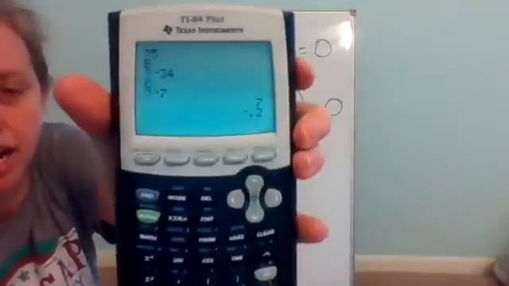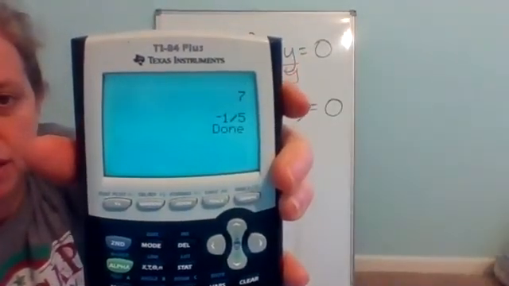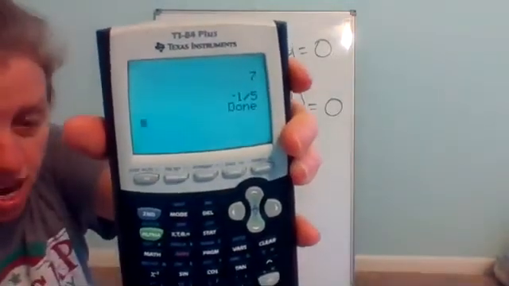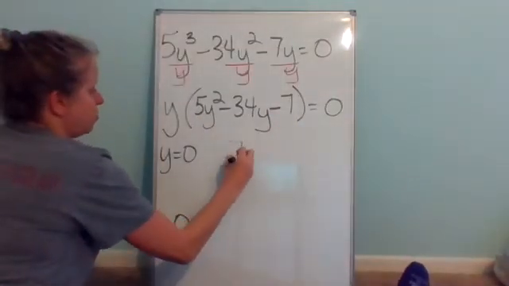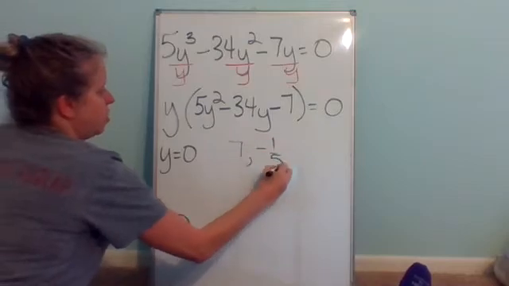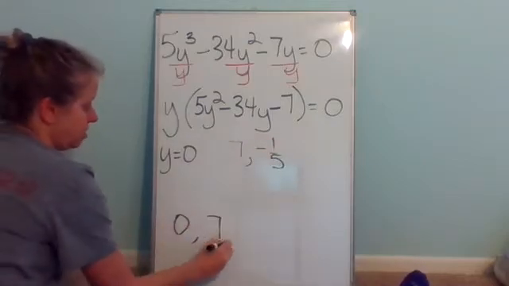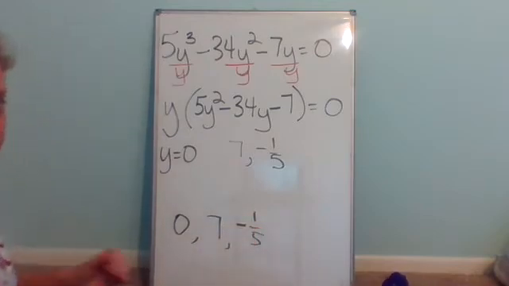When I hit enter, I get a decimal, just hit enter again. So your answers are 7 and negative 1/5. So the ones that came out of here were 7 and negative 1/5. So your three answers are the 0, the 7, and the negative 1/5.